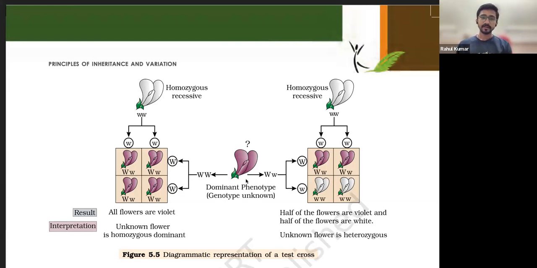So how will you tell if it is capital W capital W or capital W small w? Homozygous or heterozygous? We don't know. So in both cases, you cross it with a white flower plant. If you get half of them violet and half of them white, you know that the genotype was heterozygous. And if you get all of them purple, you know that the genotype was homozygous. Clear, everyone?